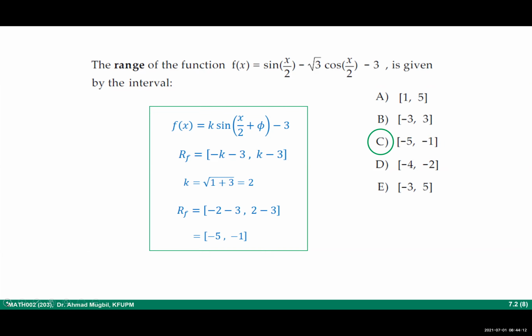I mentioned this in the first example. I told you that if you want to find the range, you don't need to find phi. There are many questions about this type of trick. For example, the amplitude. If they ask about the amplitude for this function, you cannot decide from here. But after finding k, you can find the amplitude. The amplitude will be k because it is the coefficient of sine. So if you want to find the amplitude, no need to think about phi. Whatever phi is, it will not change the amplitude.